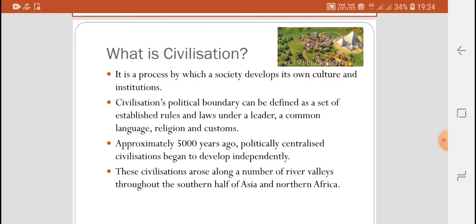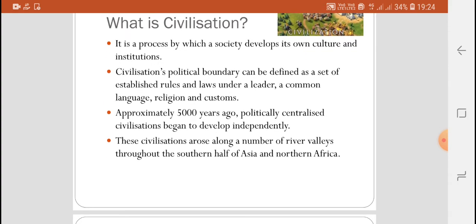So, children, civilization is when a society develops its own culture, religion, language under a leader, and approximately 5,000 years ago, politically centralized civilization began to develop independently. And these civilizations arose along a number of river valleys throughout the southern half of Asia and northern Africa.